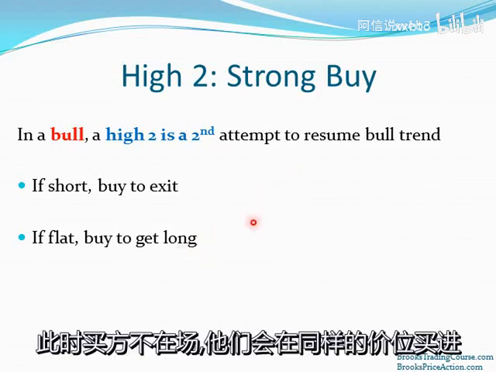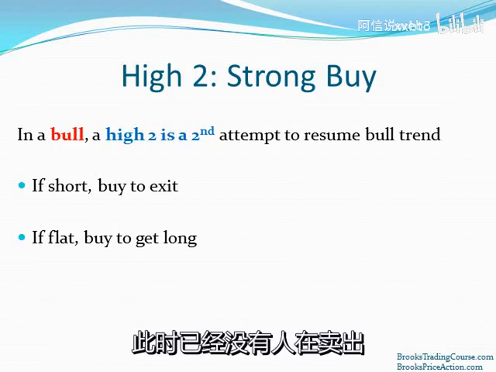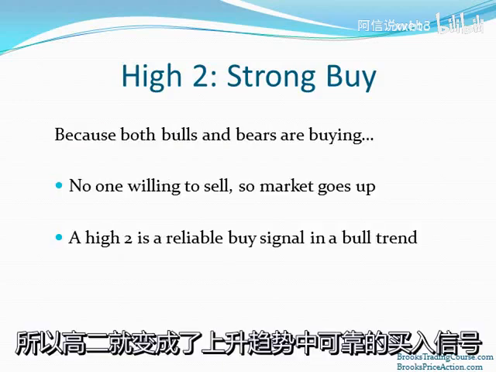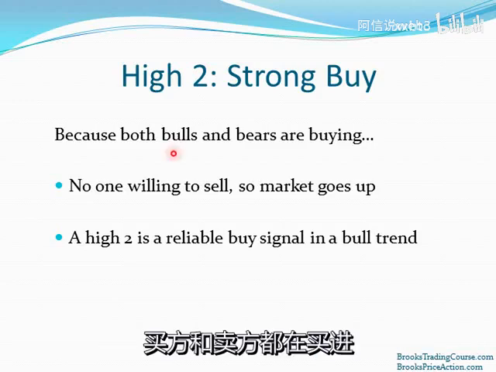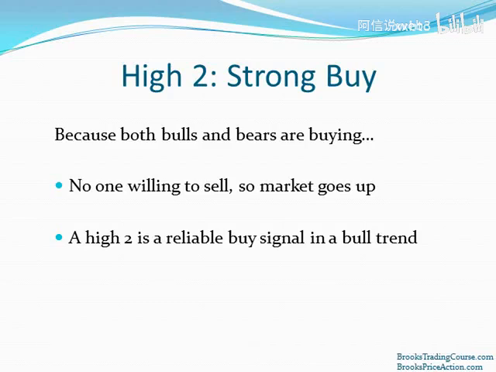And bulls, if they're flat, will buy at the same price. So you have the bulls buying to get long, and you have the bears buying to get out of shorts. So there's nobody left to sell, and that makes high 2s reliable buy signals in bull trends. Both the bulls and the bears are buying. There's no one left to sell at that price, so the market has to go higher to find sellers.